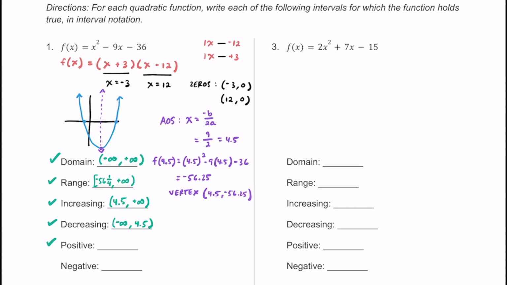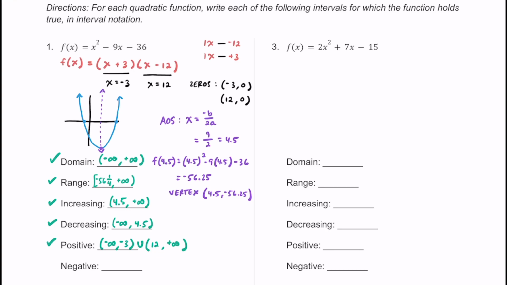Okay, so for the first one, it's going to be positive from negative infinity up until that first x-intercept, which is going to be -3. Remember, at -3, it's not positive or negative, it's 0. And we're going to use this little u to show union, so it's also positive where else? Well, it's going to start being positive at this x-intercept, which is 12, and it's going to keep being positive from thereafter. So from 12 to positive infinity, this function is going to be positive as well.